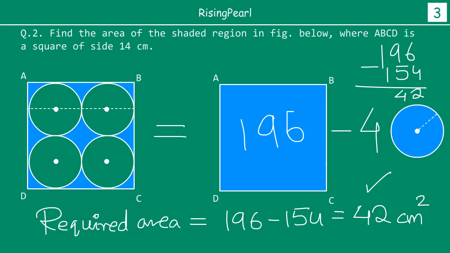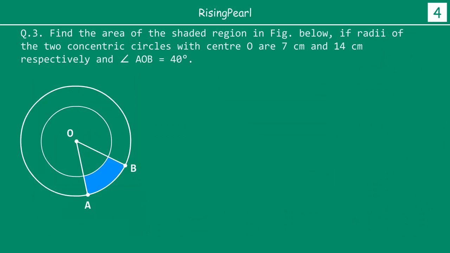So let's take a look at one more final question, question number 3. Find the area of the shaded region in the figure below. Here we clearly have two concentric circles, and we have to find this area. The radii of the two concentric circles with center O are given as 7 centimeter and 14 centimeter respectively, and this angle is given.